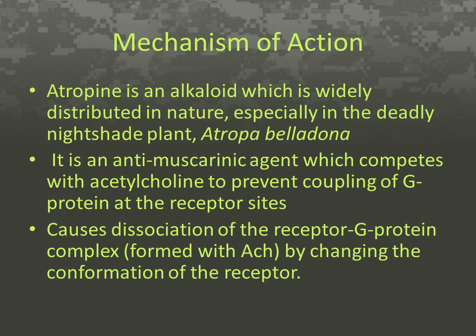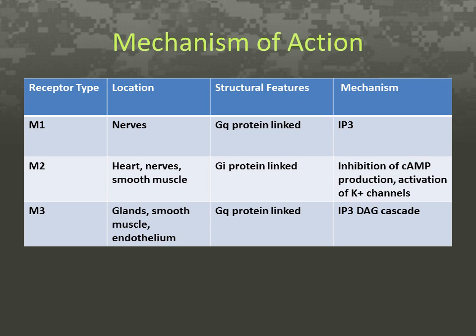It competes with acetylcholine to prevent coupling of G protein at the receptor sites on these receptors. Atropine causes dissociation of the G protein complex by changing the conformation of the receptor. Atropine is highly selective for the muscarinic receptors, yet does not distinguish among the M1, M2, and M3 subgroups as some other drugs in this class are highly selective for a particular subgroup.